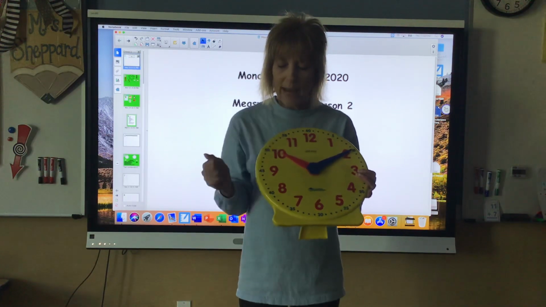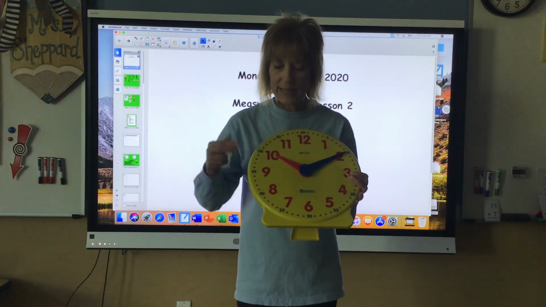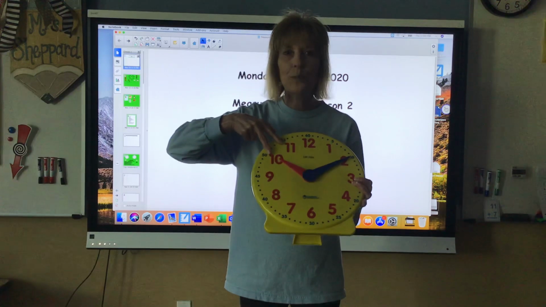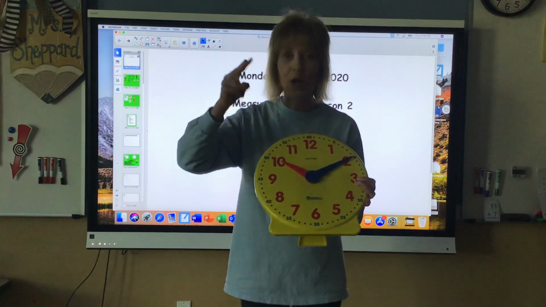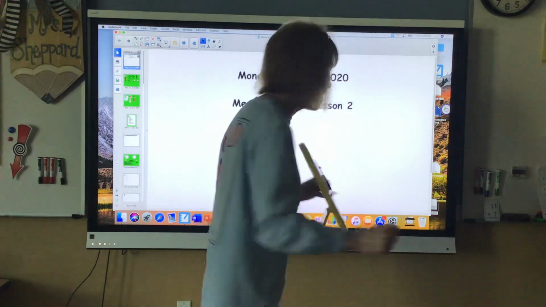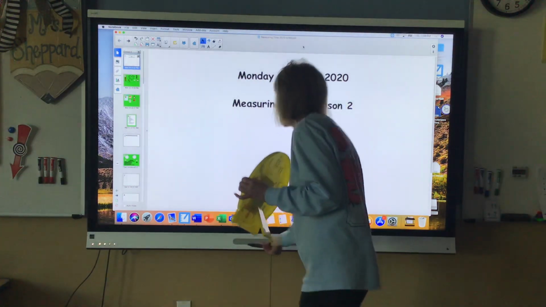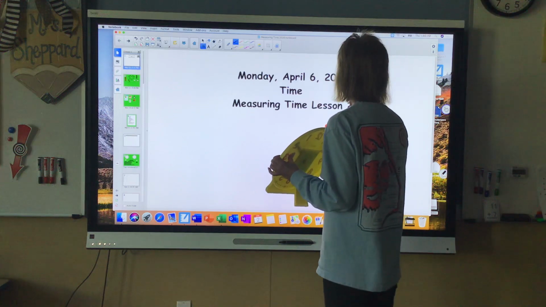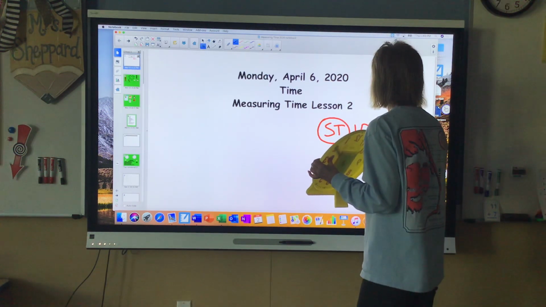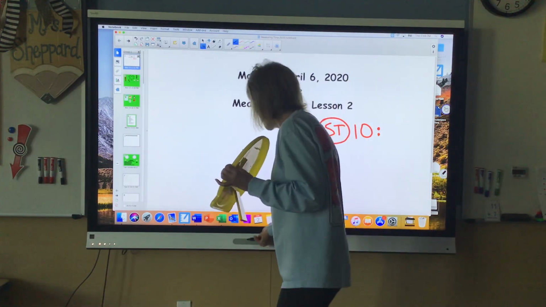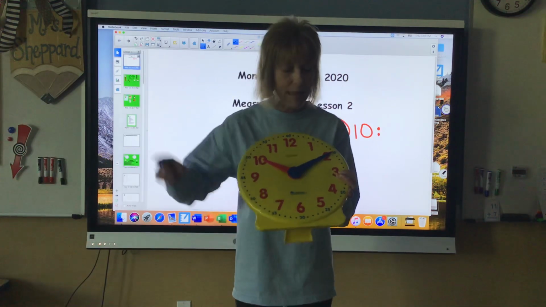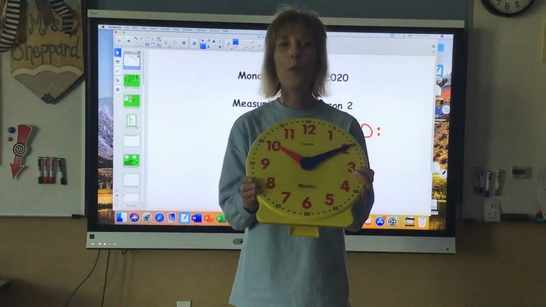My short red hand looks like it's on the 10, but actually it's just a little past the 10, so it's between the 10 and 11. Remember, if my short hand is between the 10 and 11, my hour is going to be 10. So I'm going to put my ST, start time, 10. I'm going to put my colon. My colon separates my hour and my minutes. My long hand is on the 2.